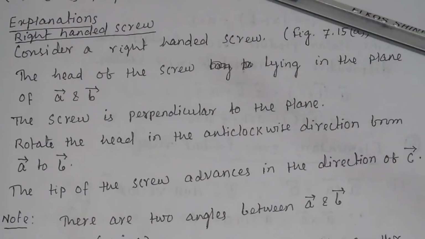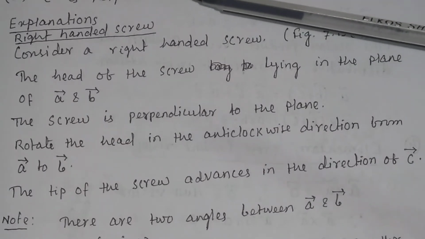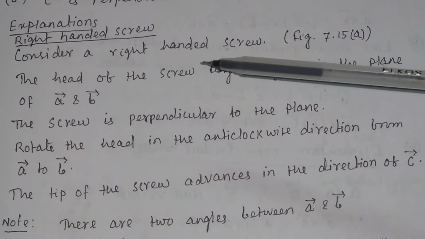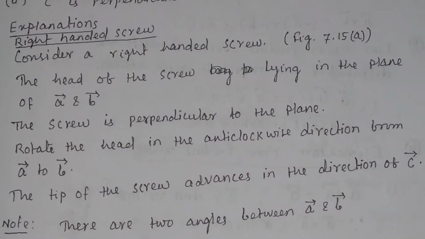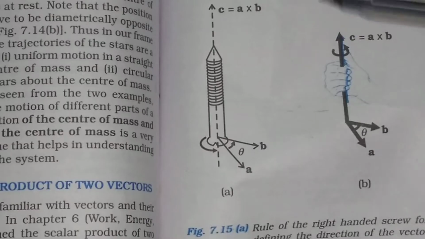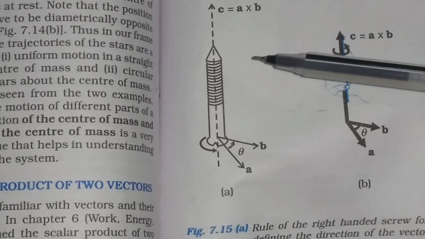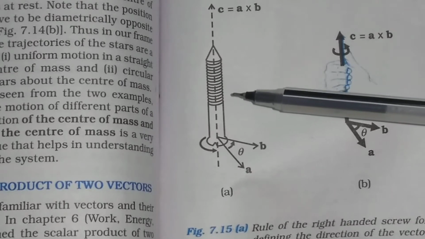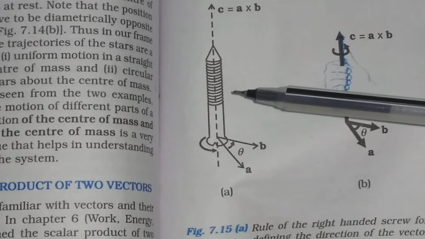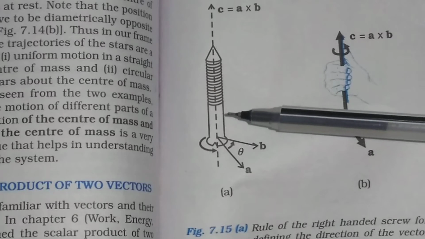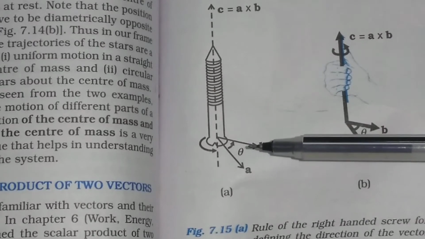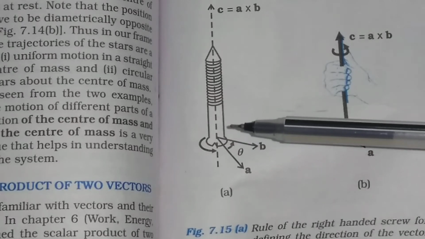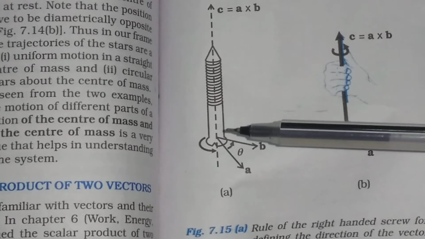We can explain the cross product of vectors by the right hand screw rule. Consider a right-handed screw as shown in the figure. So this is your right-handed screw. Right-handed screw means you hold this screw in your right hand. The head of the screw lies in the plane of the two vectors A and B. You see, this is the head of the screw, and the screw is perpendicular to the plane.